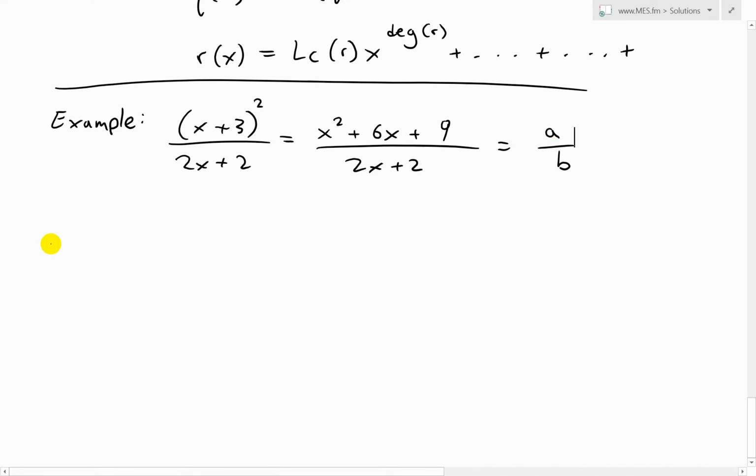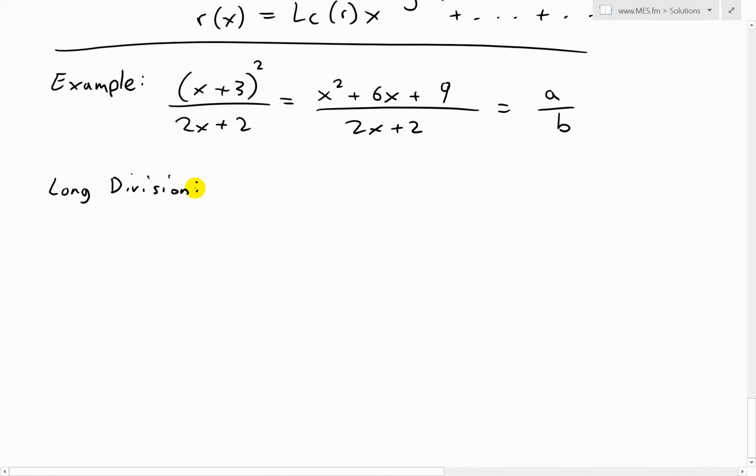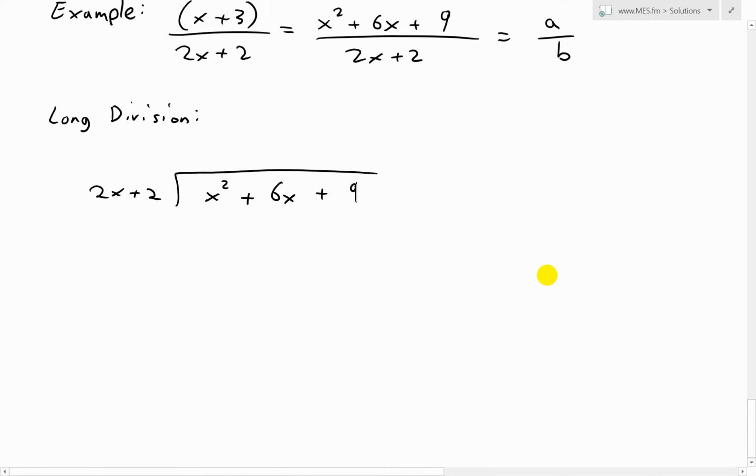Now using long division just to illustrate it, we end up having a division like this: 2x plus 2, and then above it x squared plus 6x plus 9. You can learn more about long division; I'll put my earlier video in the description below. Now, the method is we need to multiply by a variable here to get this 2x, and that's just going to be x.